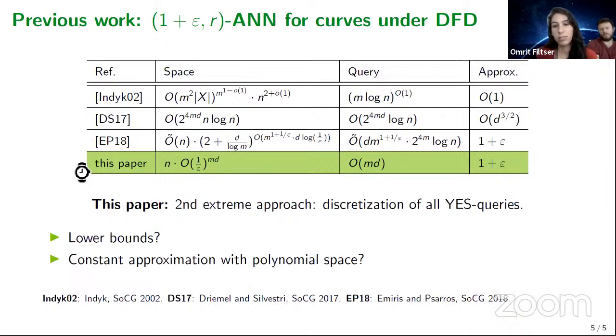Two open questions before I finish. First, can we find a lower bound for this problem, the near neighbor for curves? And the second question is, maybe we can find a data structure with polynomial space at the cost of a constant approximation instead of this 1 plus epsilon approximation.